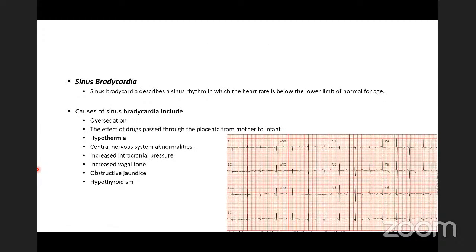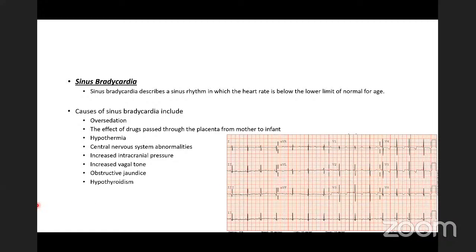When we say sinus bradycardia, what does it mean? It means there is a sinus rhythm, meaning the P wave is upright in lead 1 and aVF, and the heart rate is below the lower limit of normal for age. In that scenario, you need that chart which I showed before, and you should see what the norm is for that age. So if it's going below that norm and the P waves are positive in lead 1 and aVF, then it's a sinus rhythm, and then it's a sinus bradycardia.